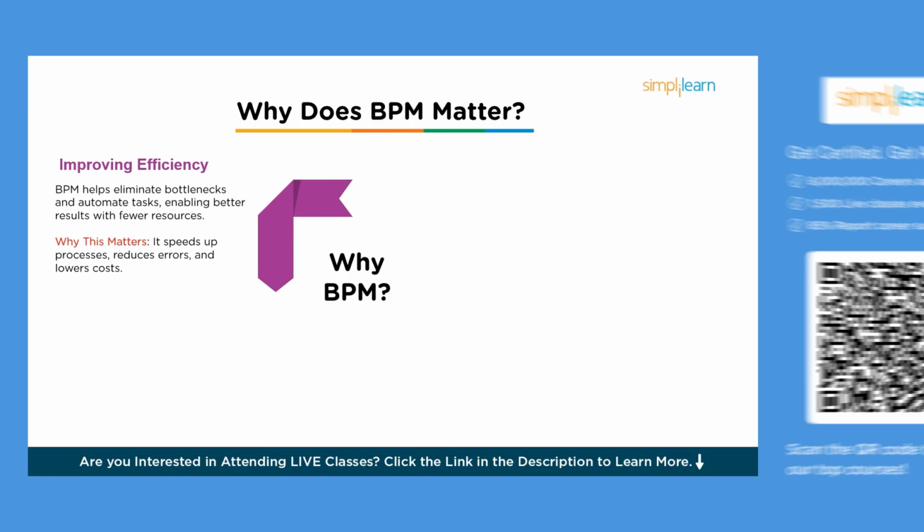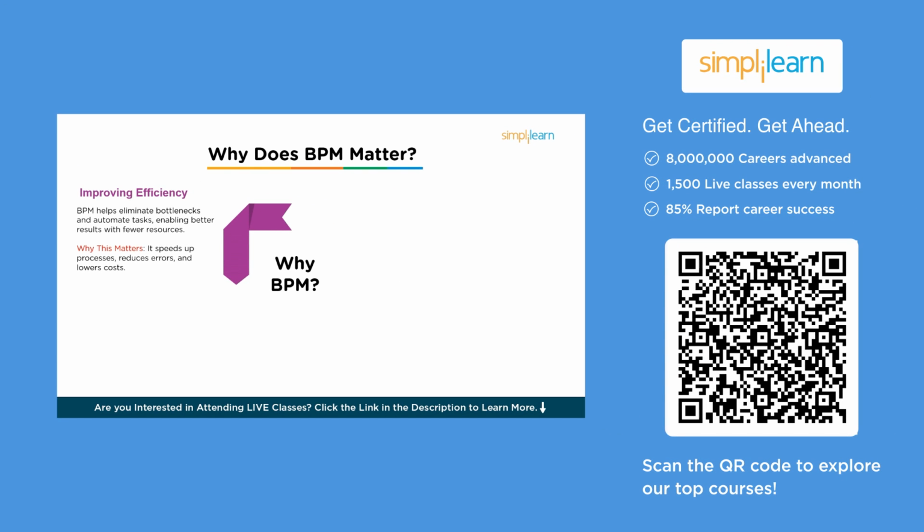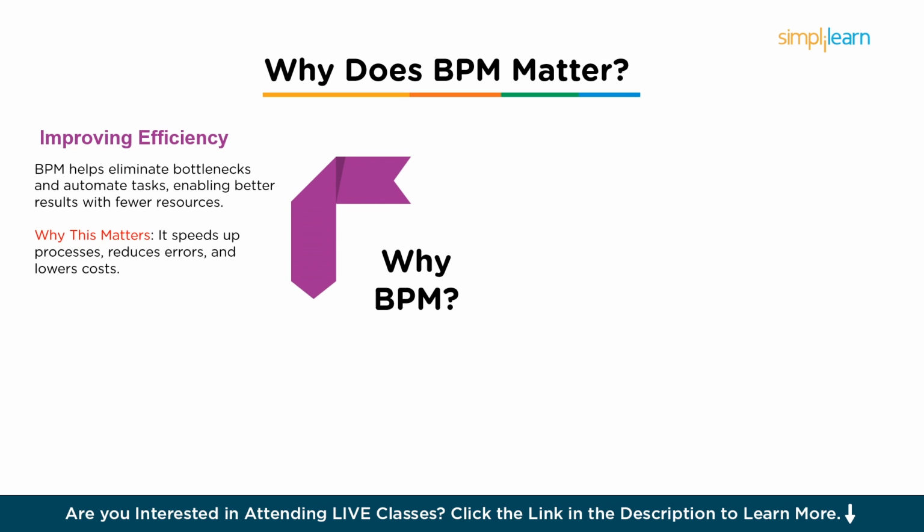1. Improving efficiency. One of the primary reasons organizations adopt BPM is to improve efficiency. By identifying inefficiencies, eliminating bottlenecks, and automating repetitive tasks, BPM enables organizations to achieve better results with fewer resources. Why this matters? Increased efficiency means faster processes, fewer errors, and a more streamlined workflow. This leads to a significant reduction in operational costs and allows organizations to focus their resources on higher value activities.